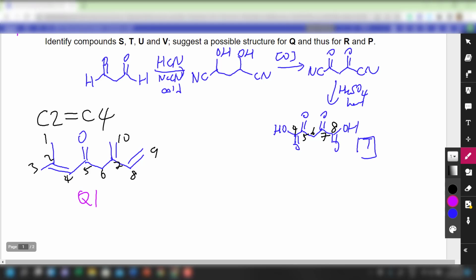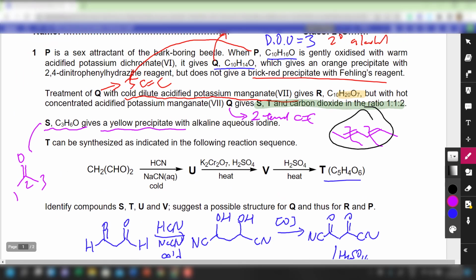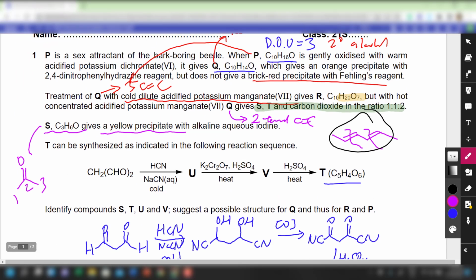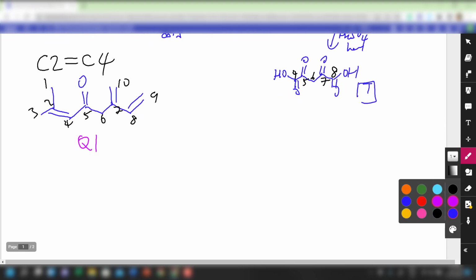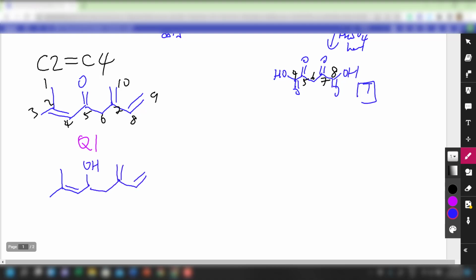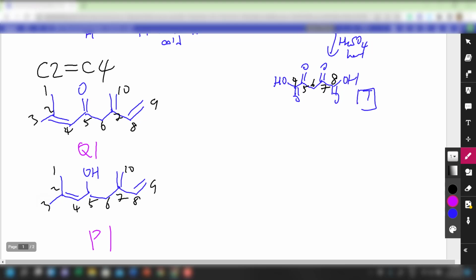If this is Q1, then the corresponding structure for P, because Q is obtained from P via oxidation, will look like this, with a double bond O and a secondary alcohol, and 2 terminal alkenes. So that will be 1, 2, 3, 4, 5, 6, 7, 8, 9, 10. So that will be P1.